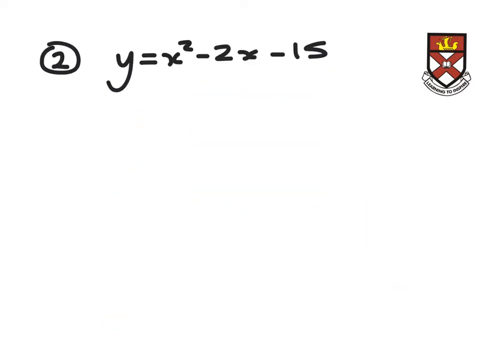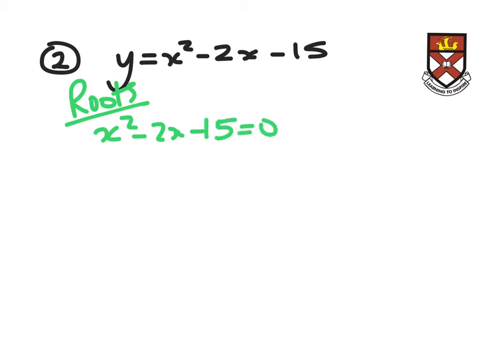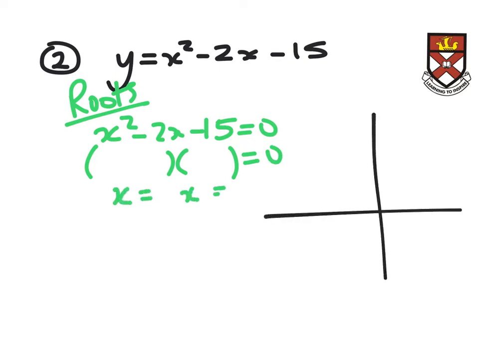Second question. Right, we need to sketch this graph showing all the things. Okay, so we're going to step through the various procedures. So the first thing we need to work out is the roots. How do we do the roots? We put the equation equal to 0, factorise and solve to get your x numbers. So that means you can now draw your graph and you've got your two x numbers. One is on this side, one is on that side.